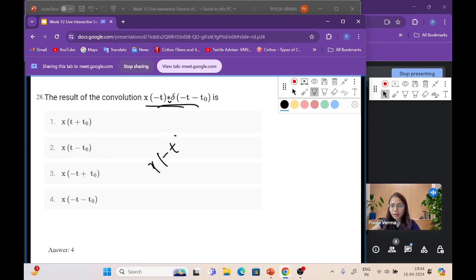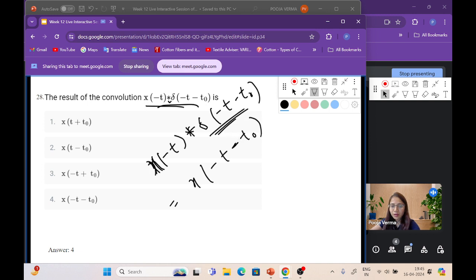x of minus t convolved with delta of minus t minus t naught. As we know, the impulse response signal, if it is convolved with any signal, then we will get x of t minus t naught, the shifted version, that we know. So what will be the correct answer for this question? Option 4 is the correct answer.